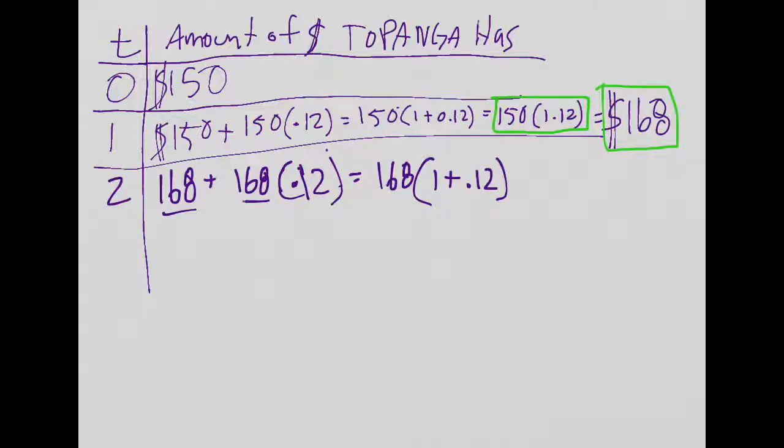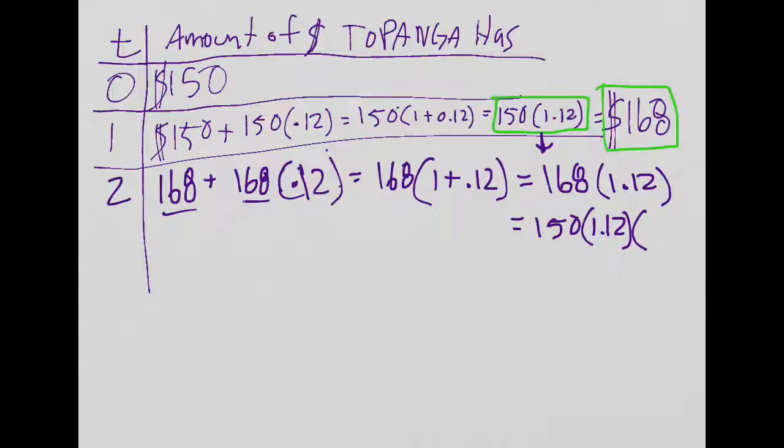And then, again, I'm going to recognize that 1 plus 0.12 is the same as 1.12, and now I'm going to rewrite that 168 as 150 times 1.12 from right here, bringing that down, and then I still have that 1.12, so I really get 150 times 1.12 squared. Interesting. So now let's do one more.